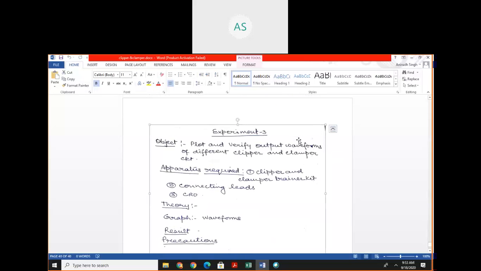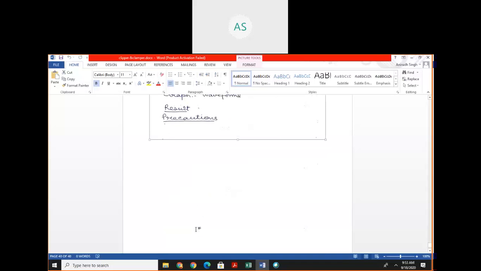And for next example, DC power supply is connected in between these 2 points. Sine wave generator is connected between input points. CRO is connected between output, and we get a clamped wave like this. If we change the sign of the battery, we get the clamped wave.